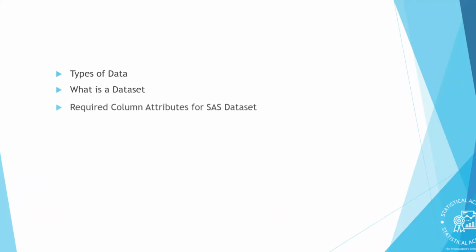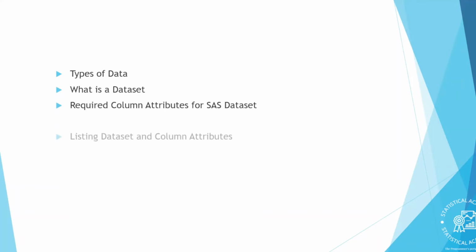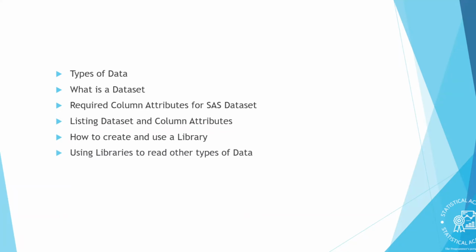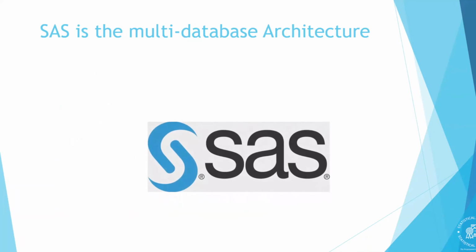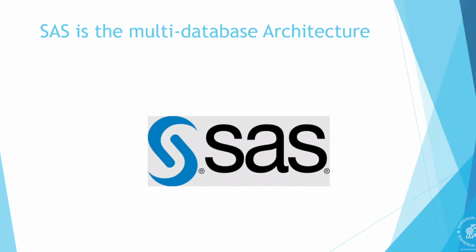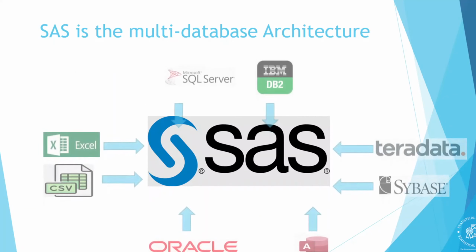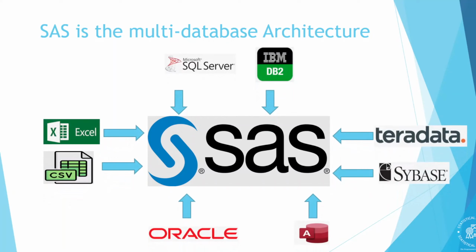In this video, I will be covering types of data, what is a SAS dataset, column attributes for a SAS dataset, listing dataset and column attributes, how to create and use a library, and using the libname statement to read other types of data. SAS is a multi-database architecture. It can connect and read from almost all kinds of databases like Oracle, DB2, Excel, Teradata, MS Access, etc.